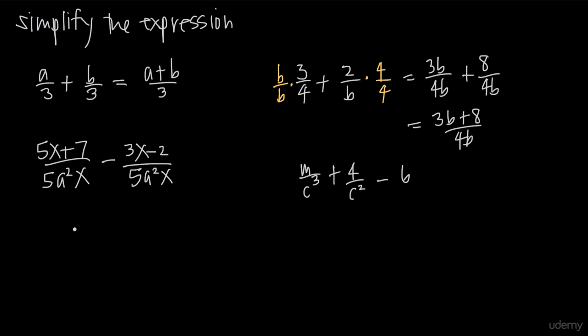Well, when we combine the fractions, we know the denominator is going to be 5a squared x, but the numerator, we take the 5x plus 7, and then we have subtraction. This subtraction is not just minus 3x. The subtraction applies to the 3x and the negative 2. So we have to put a minus sign and then in parentheses put 3x minus 2 so that we make sure we apply the negative sign to both terms of this second fraction. So we've got that, and then we have 5a squared x.